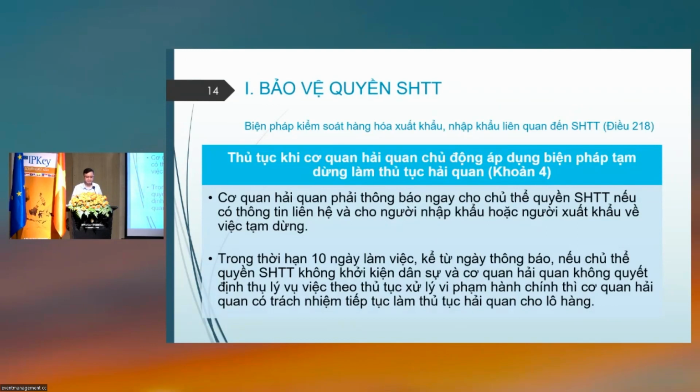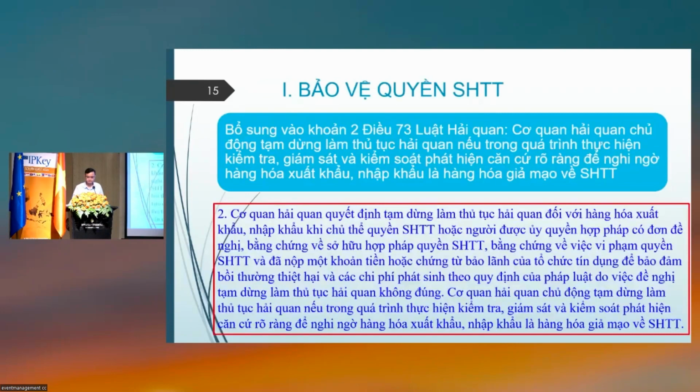And point 4 also is added, saying what kind of procedures the custom office needs to do. The custom office will have to notify to the right holders, and within 10 working days since the notification day, if the right holder does not bring the lawsuit and the custom office does not decide to handle the cases in line with the administrative legislation, the custom office shall have to continue with the custom procedures clearance for that commodity.